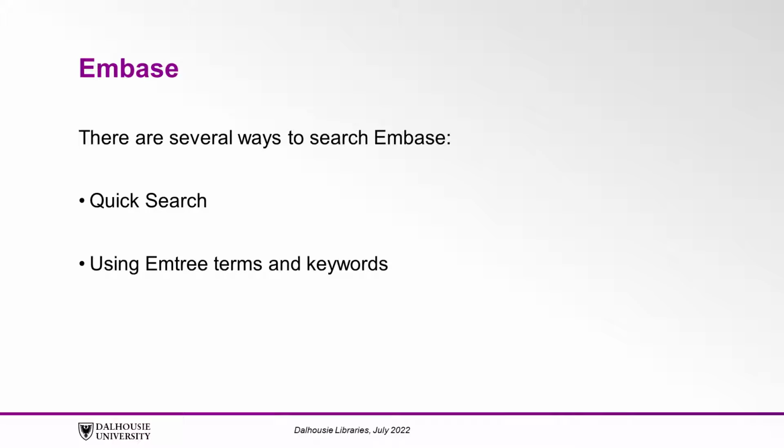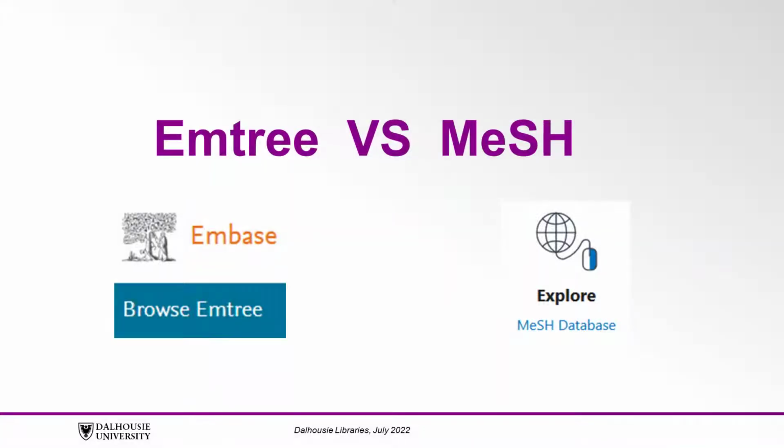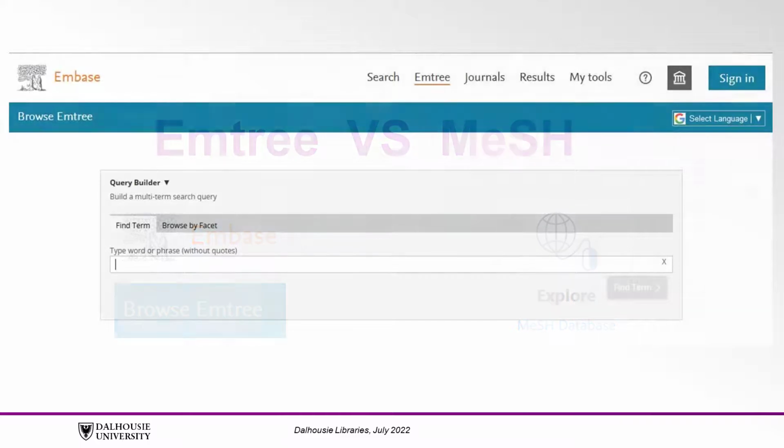These include the default quick search, which is helpful for getting an overview of the literature, and building a search using Emtree terms and keywords, which is a more advanced method of searching. Emtree terms are standardized terms or tags that tell you what the article is about. While PubMed has medical subject headings or MeSH, Embase has Emtree. In Embase, Emtree can be accessed by clicking the Emtree link in the topmost menu and typing a concept into the search box. Note that when searching Emtree, each concept must be entered separately.